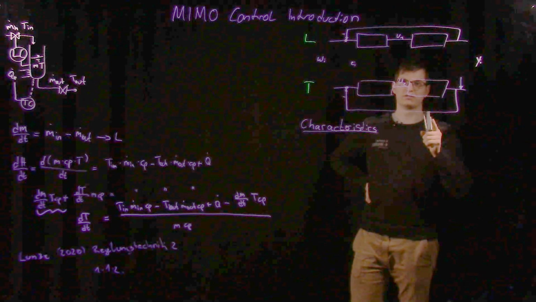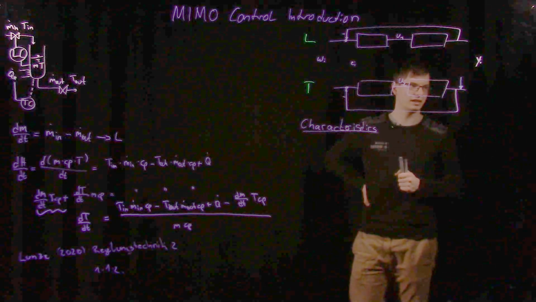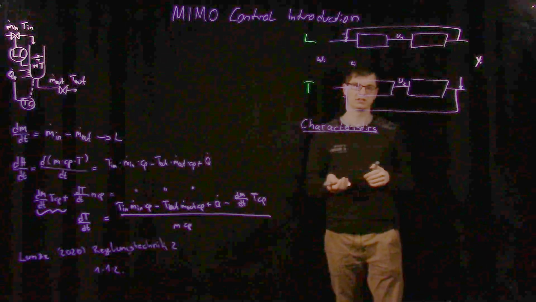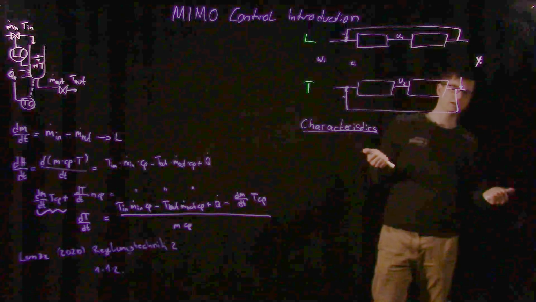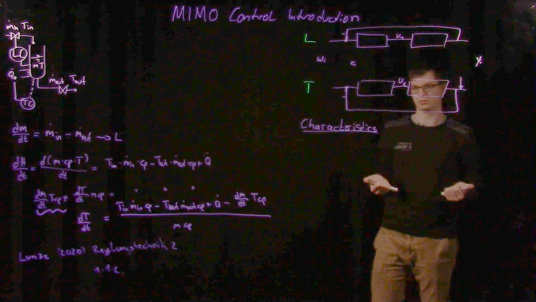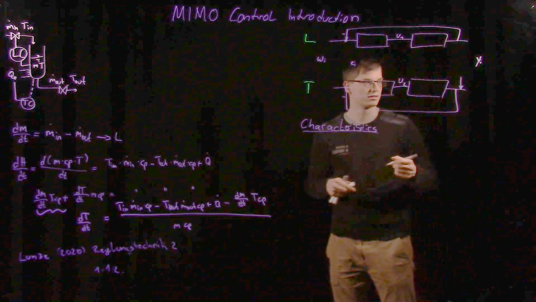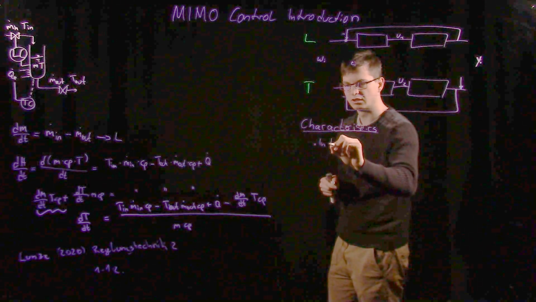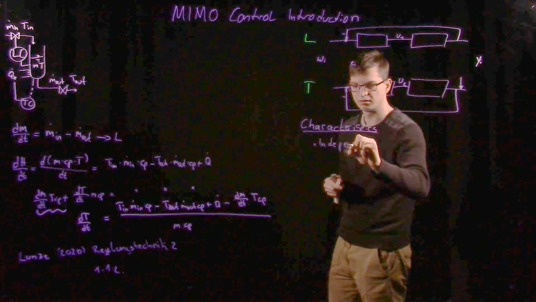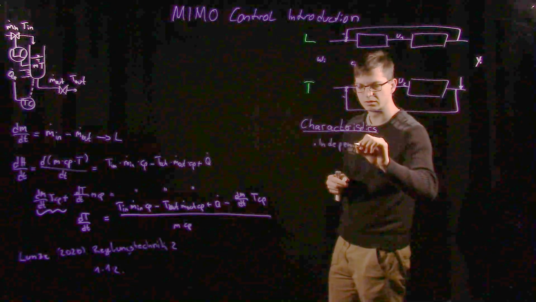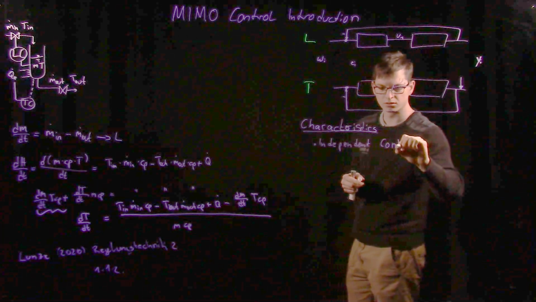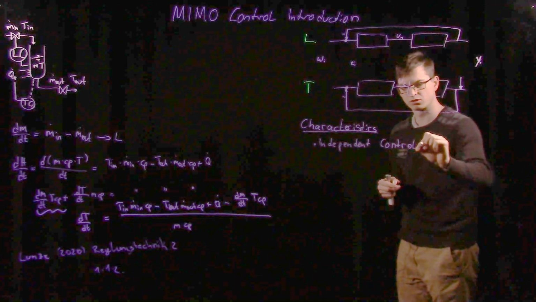Okay, there we assume that we can use independent control loops. This is stuff you know, and this is used in industry. Why? Because it's easy to implement. Okay, let's write this down. On one hand, you have independent control loops.